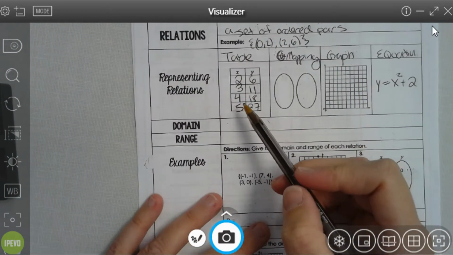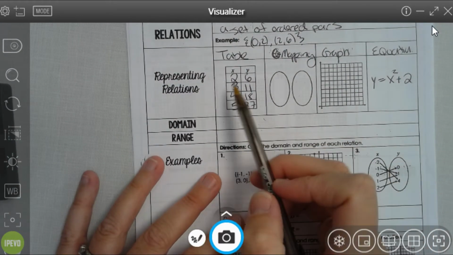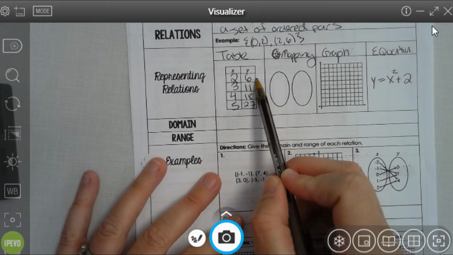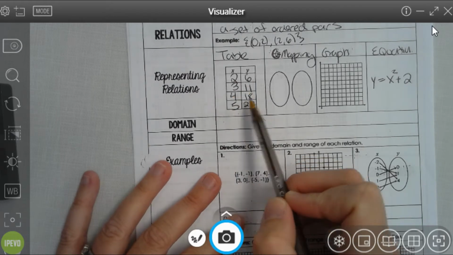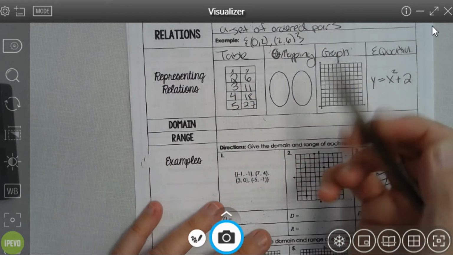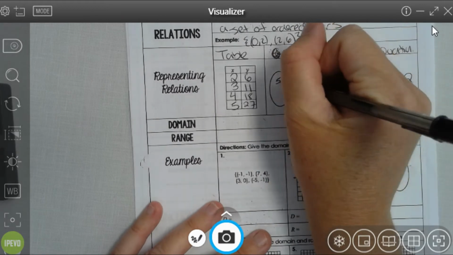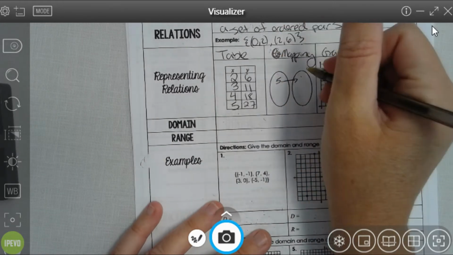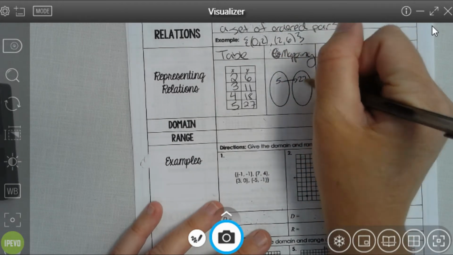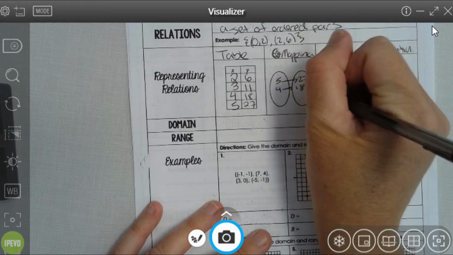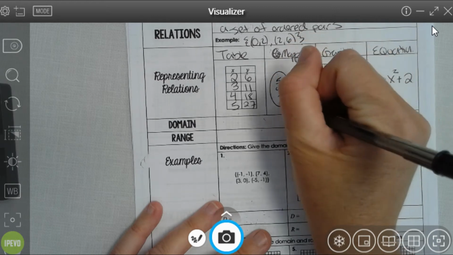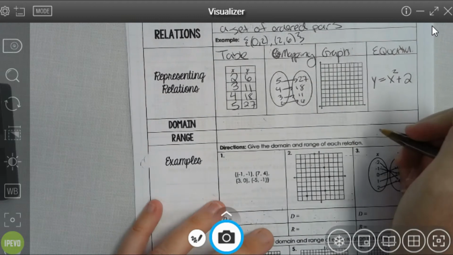The first form you can have is a table. So if I put 2 into my function, 6 comes out. I put in 3, 11; 4, 18; 5, 27. What a mapping would look like is I would say 5 maps to 27, 4 maps to 18, 3 maps to 11, and 2 maps to 6.